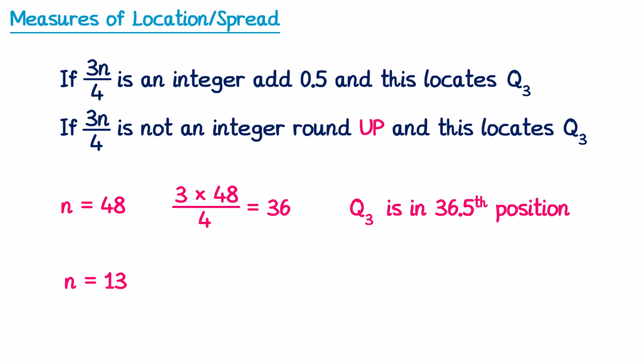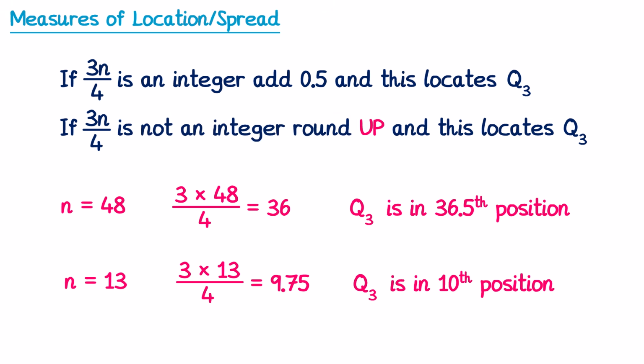And if n was 13, we do 3/4 of 13, which will be 9.75. This is not an integer, so we round up. If you round 9.75 up, you end up at 10. So in this one, Q3, the upper quartile, would be in the 10th position.